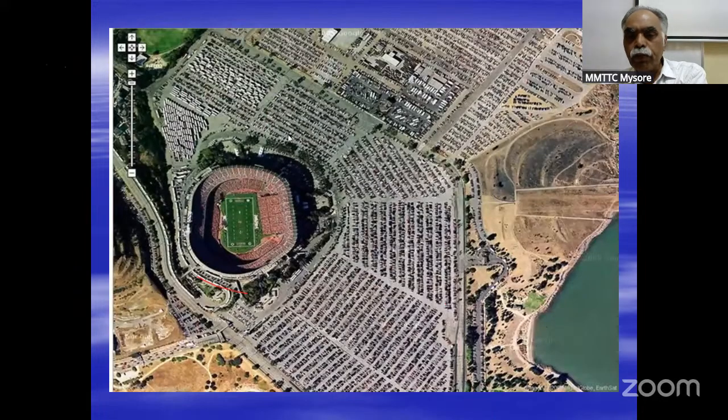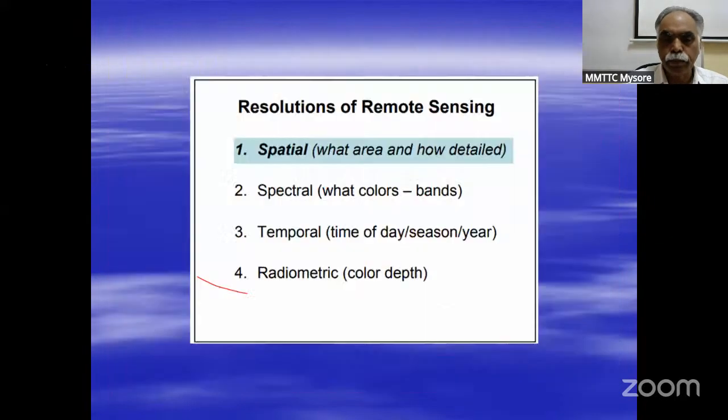So here you can find the stadium with a neatly planned area, with full clarity. Suppose if you wanted to take this photograph, you would have to fly very high in the sky, but you are getting it through the satellite.